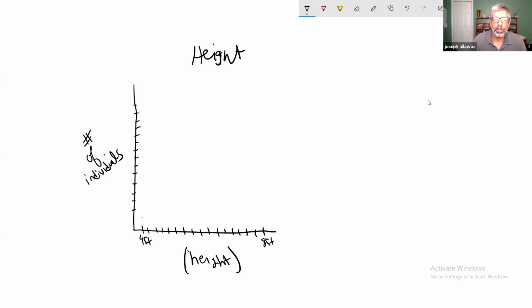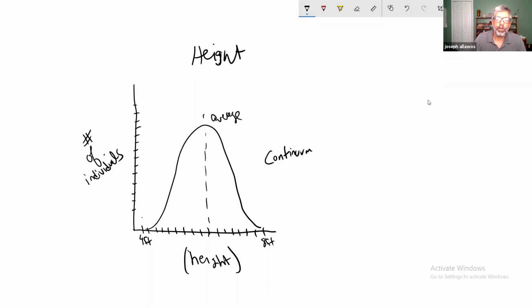It's going to be a nice bell curve, something like this, which says what? Most people are average. But what I want you to understand is that we now have a continuum of phenotype. We start out at the shortest and we go through the average and we come back down to the tallest. And so anytime you see a continuum of phenotype, you assume polygenetic inheritance.